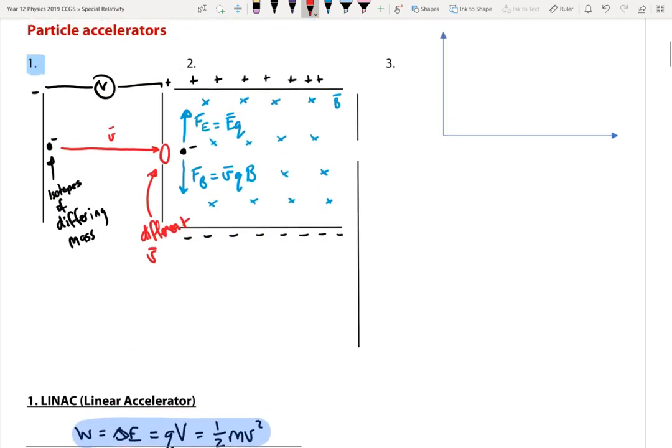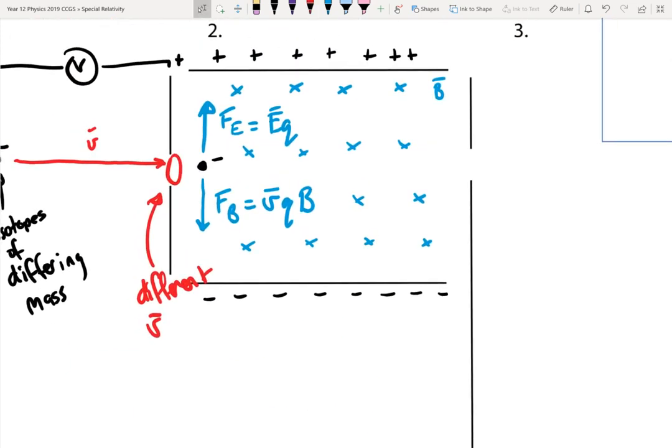And here is why. If I was traveling too fast, then I would get bent downwards. Why? Because this force, the magnetic force, is the only one that's dependent on V. And if my velocity is too big, then my downwards force is greater than the upwards force, and I would accelerate downwards. And I would smack into the wall, and I wouldn't travel through.